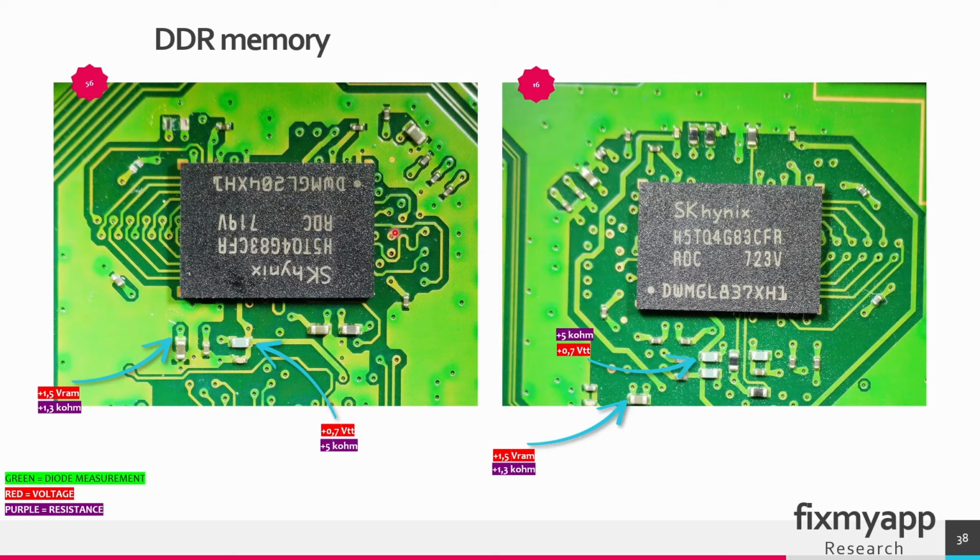These are the two DDR memories that are working with the Southbridge. On this capacitor you can measure the RAM voltage of 1.5 volt. As you can see here, the resistance is 1.3 kilo ohm on this power rail. For this VTT power rail, the resistance is about 5 kilo ohms. The same is for the other RAM module. Here you can find the VTT voltage of 0.7 volts, and on this capacitor you can measure the 1.5 RAM voltage.